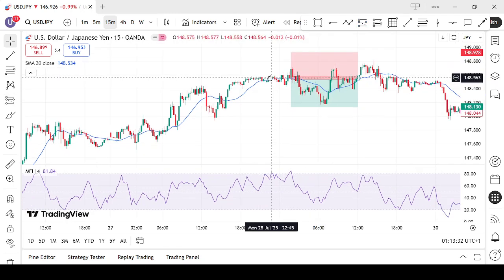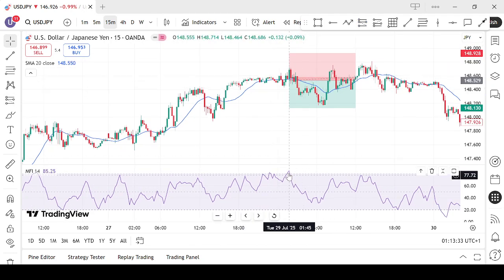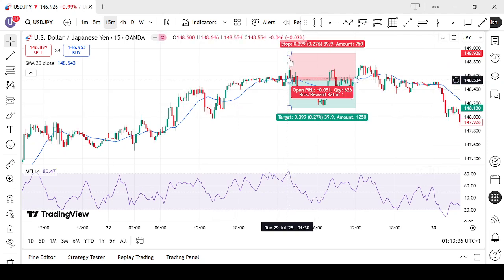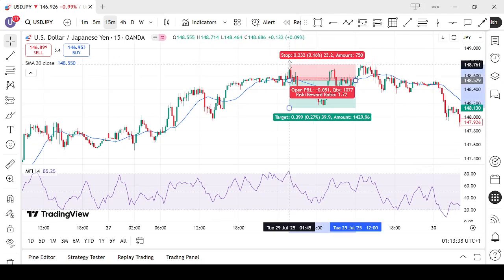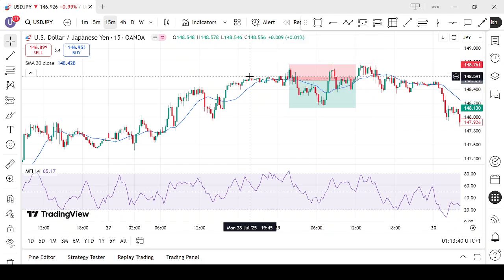Remember the rules. Once the MFI is above 80, it is an overbought condition, so we are anticipating selling opportunities. So our entry will be triggered when price trades below our moving average.